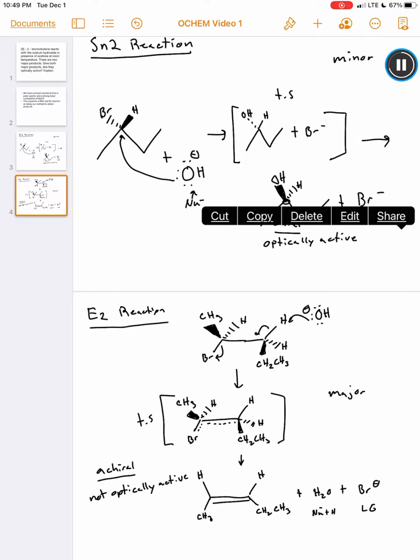This compound is achiral, meaning it will not be optically active. I also want to note that the E2 reaction is more likely to happen and has a higher percent chance than the SN2. And this just has to do with steric hindrance.